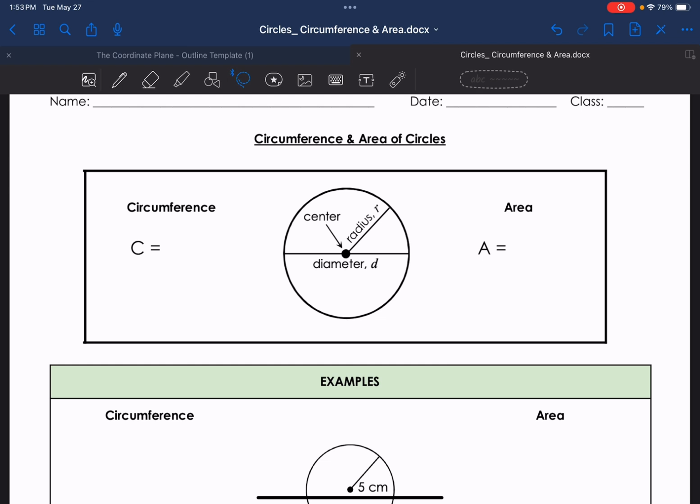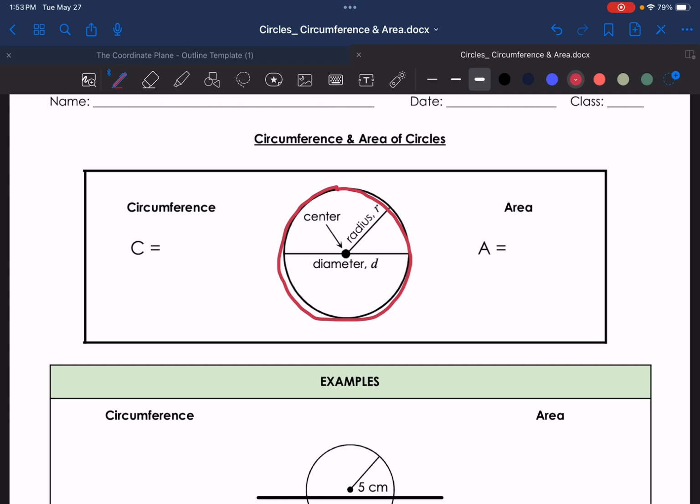Today we are on page 19. Yep, page 19. We are going to be solving the circumference of circles. Remember, the circumference is the perimeter or the exterior or outside of the circle, not the inside. So we are looking at the distance going all the way around a circle. And how do we find that?